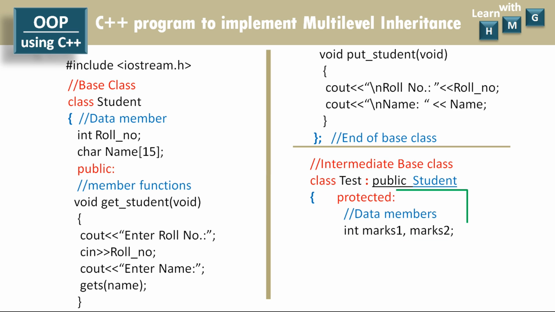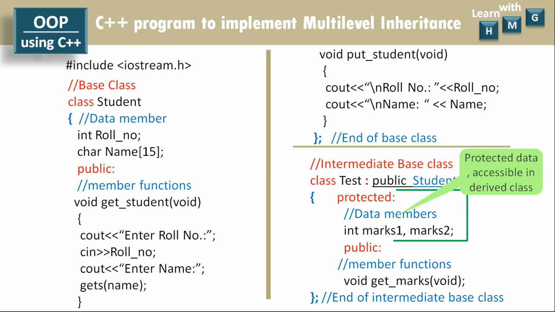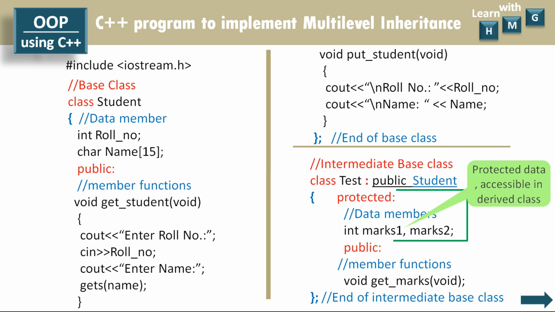Public section, member function get marks. Only one member function is there, get marks, which will accept the values of marks1 and marks2. End of the intermediate base class, that is test. So here marks1 and marks2 are protected and accessible in the derived class. Let us go for the member function definition on the next slide.